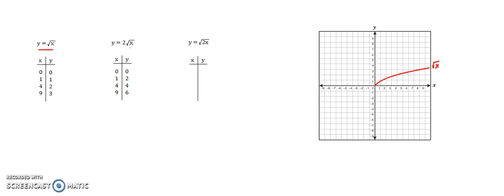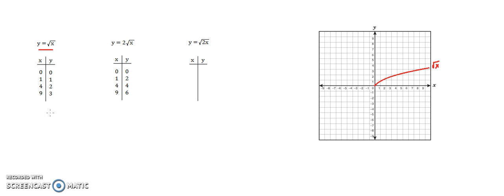y is equal to 2 times the square root of x. And what happens is we take our same x values that we have before, and when we plug them in, we're going to do our function to them, and then we're going to multiply by 2. So when we plug in 0, we're going to get 2 times 0 is 0. We plug in 1, we're going to get 2 times 1 is 2. We plug in 4, we're going to get 2 times 2 is 4. And we plug in 9, we're going to get 2 times 3 is 6.